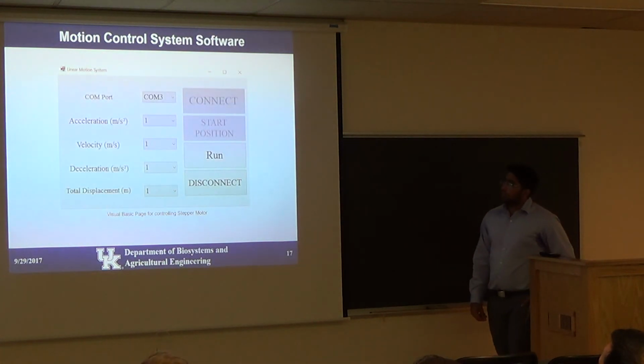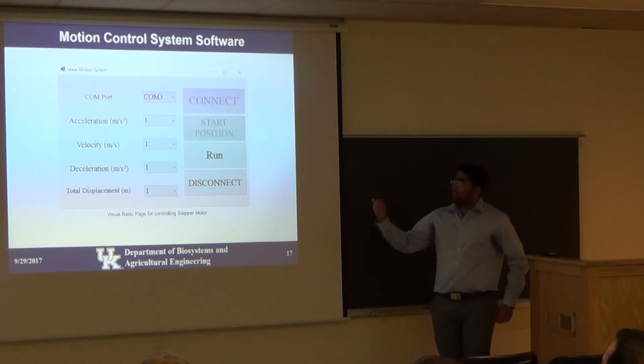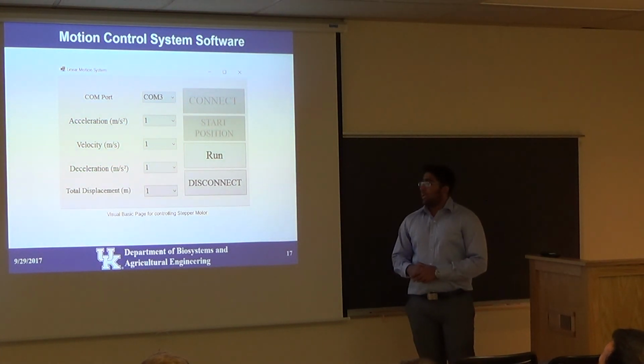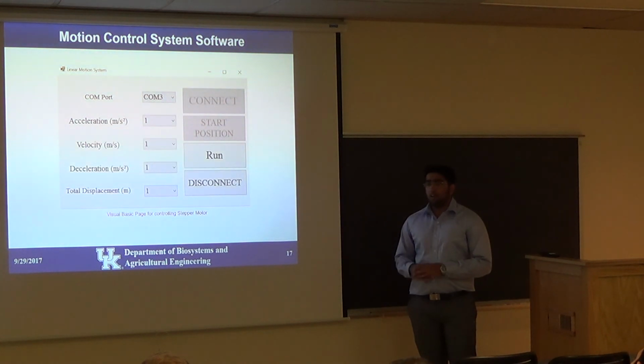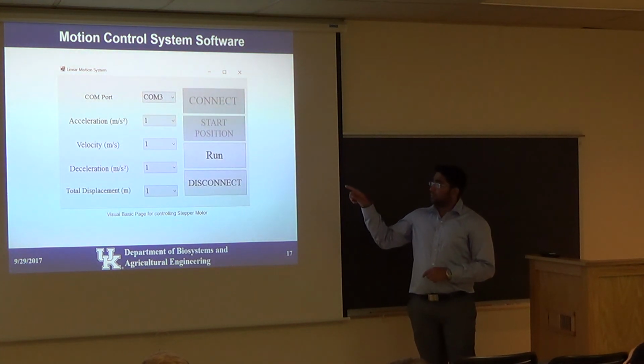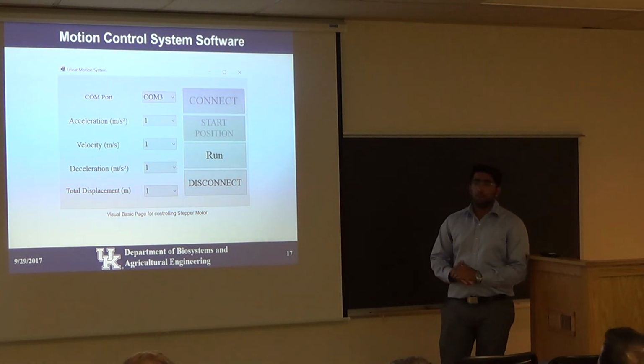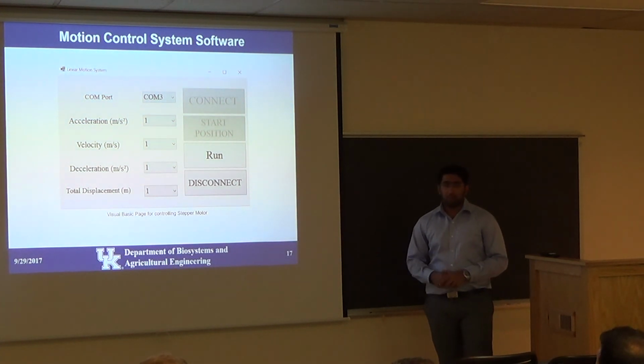This is the user control interface, so we can select different velocity profiles, different accelerations, velocity, deceleration, and total displacement. By selecting these, if you click run, it will send the appropriate serial commands to the stepper motor controller, which sends the corresponding pulse train so that it can run the stepper motor in the desired velocity profile.